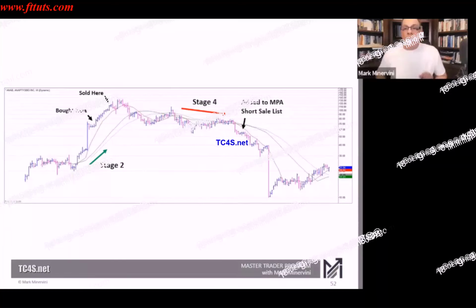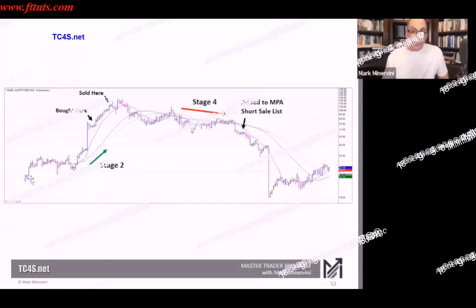But the real reason is because what I found is it's unnecessary. It's just not necessary. There's so much opportunity on the long side that you don't really need the short side. However, we do recommend to our clients sometimes some shorts, and there's opportunistic shorts, and sometimes a stock that was previously in a stage 2 and I either bought or I recommended or both turns into a short.